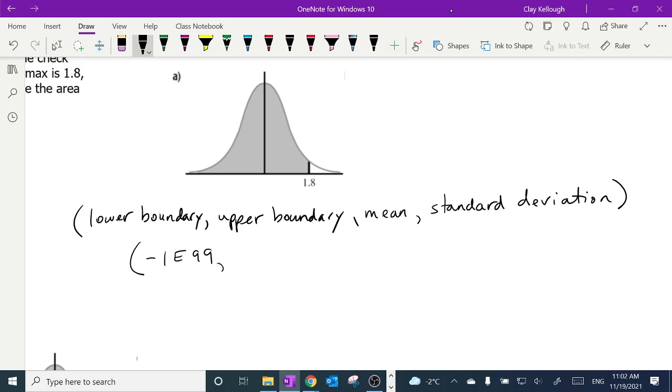The upper boundary, we want all of the data up to the number 1.8. So that's my upper boundary. The mean of this is a standard normal distribution. So the mean is 0 and the standard deviation is 1. It's an E. So let me show you where that is in your calculator.